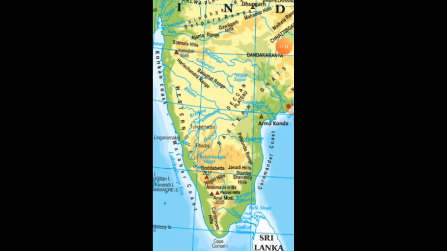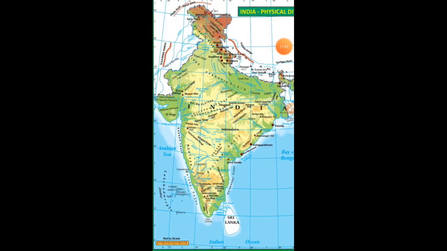Next, they may ask about the coastal regions. They may ask about the Konkan coast. You have to mark the Konkan coast here. The next important coast is the Malabar coast. Another one is the Coromandel coast. So students, these are the few important places which will be asked repeatedly in your examinations.